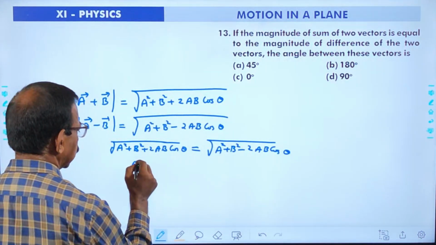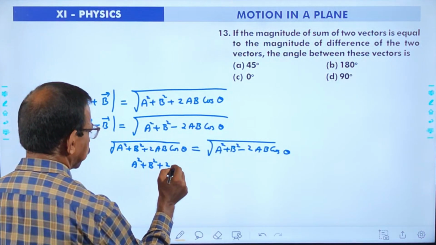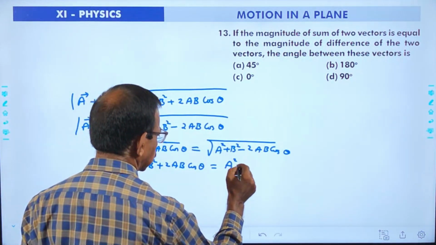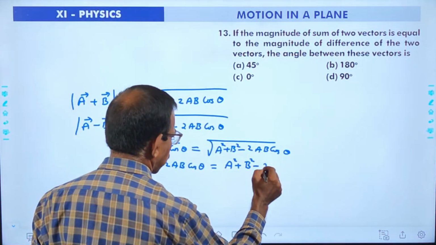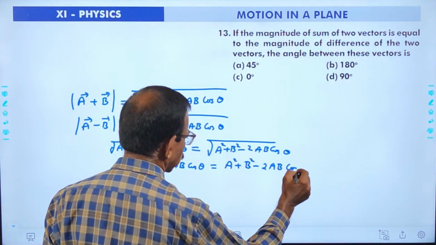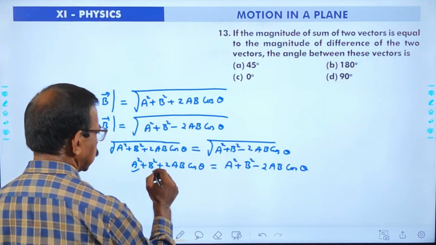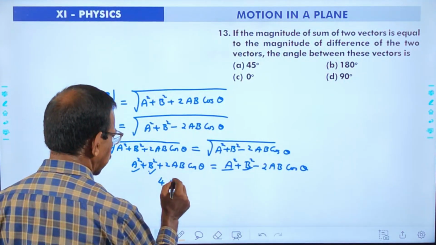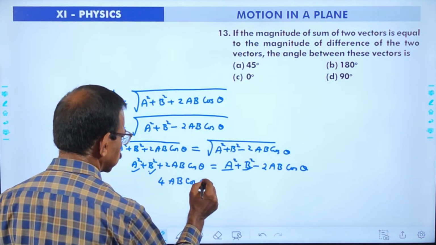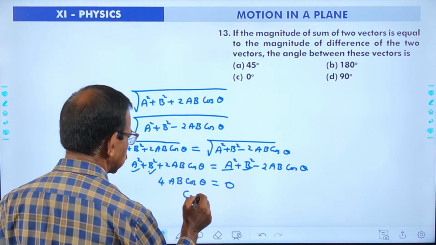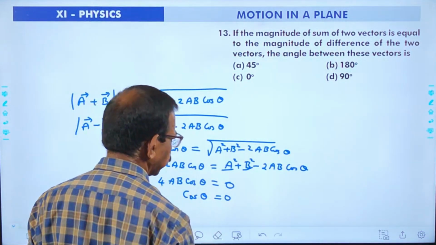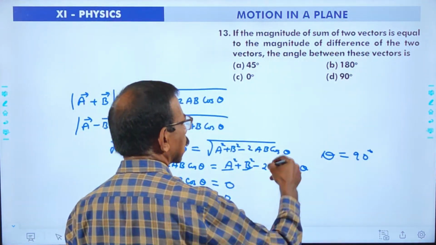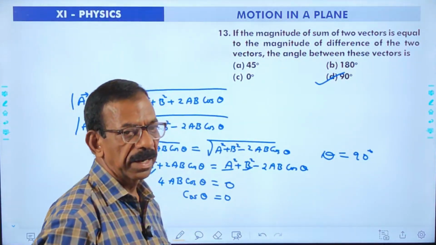On squaring we will get A square plus B square plus 2AB cos theta equals A square plus B square minus 2AB cos theta. A square cancels, B square also cancels. When it is shifted here, the value becomes 4AB cos theta equals 0. That means cos theta equals 0. If cos theta equals 0, theta equals 90 degree. Hence, the correct answer is option D. The angle is 90 degree.